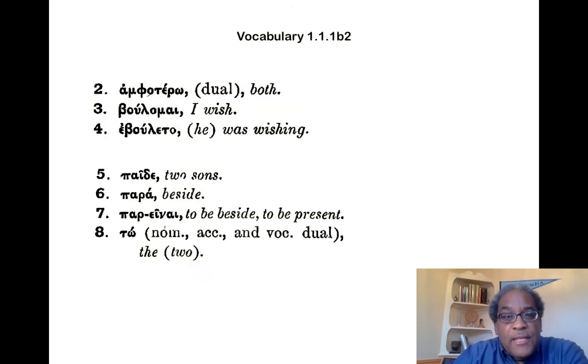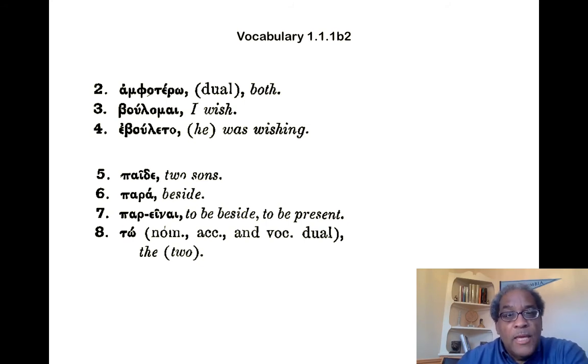Now, the next set of vocabulary: amphoteros, boulomai, eboulето, paide, para, parienai, and to. Now, I only talk about parienai because we have not dealt with eimi, the mi-verb, that means I am, but pareinai, we'll see that in a second, means to be beside, to be present.